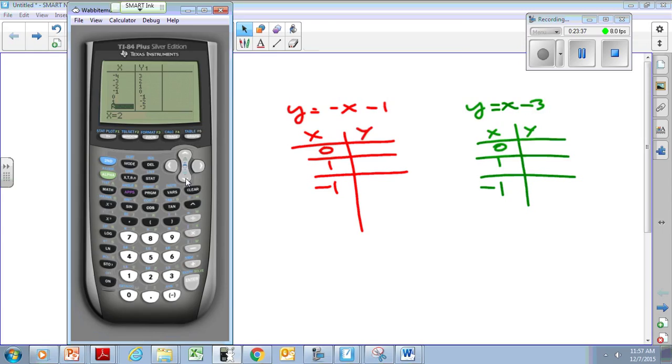All right, for 0 it's -1. For 1, it's -2. And for -1, it's 0.